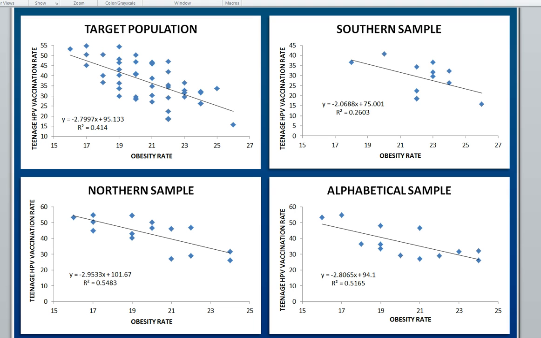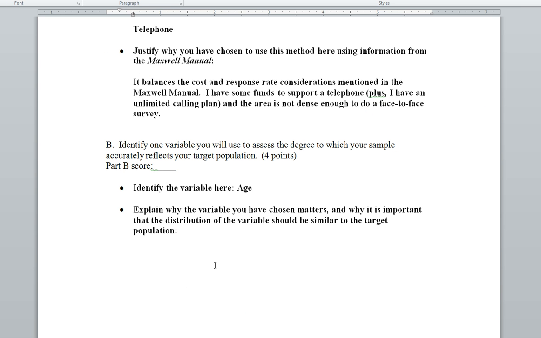But if I did an alphabetical sample, for example, if I just chose every 5 states using the alphabetical order of the states, you can see I get almost exactly the same intercept and exactly the same slope that I would if I looked at all 50 states. This shows you why it's important. Let's take a look back at the exercise.